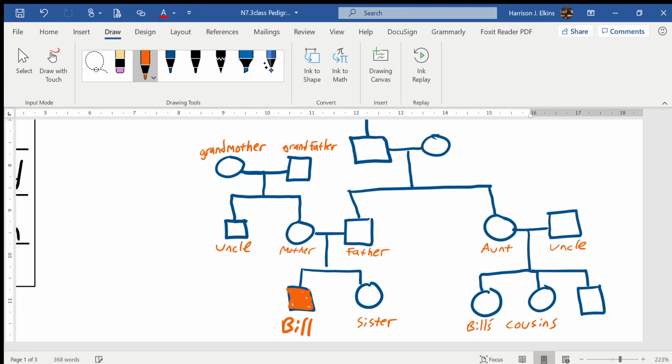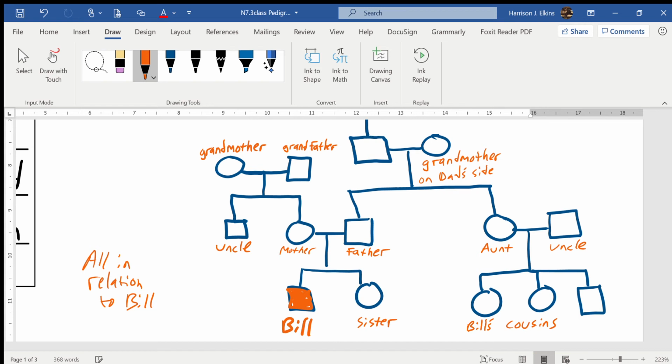All right, so this is all in relation to Bill. So Bill's cousins are here. Well, so that's the father's sister's side. What if we go up a little bit? Who's his father's mother? Well, that'd be this person right here. So that would be also grandmother. But it would be the paternal grandmother. So grandmother on dad's side.